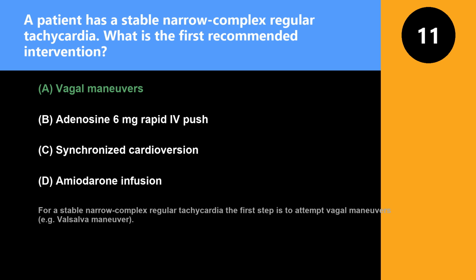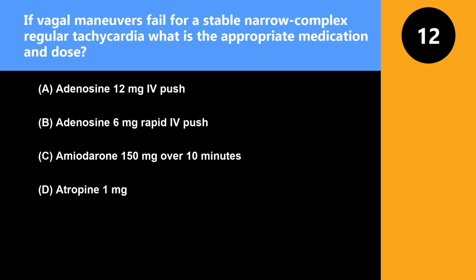For a stable narrow-complex regular tachycardia, the first step is to attempt vagal maneuvers, e.g. Valsalva maneuver. Question 12. If vagal maneuvers fail for a stable narrow-complex regular tachycardia, what is the appropriate medication and dose?